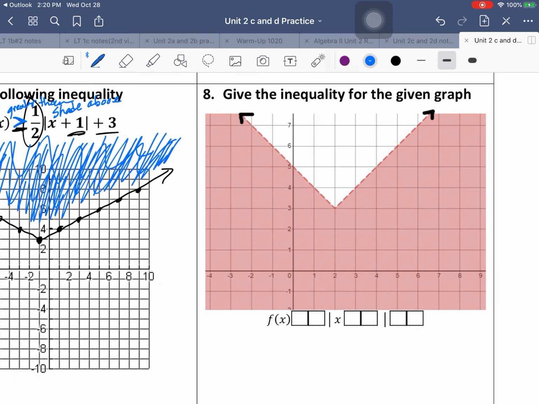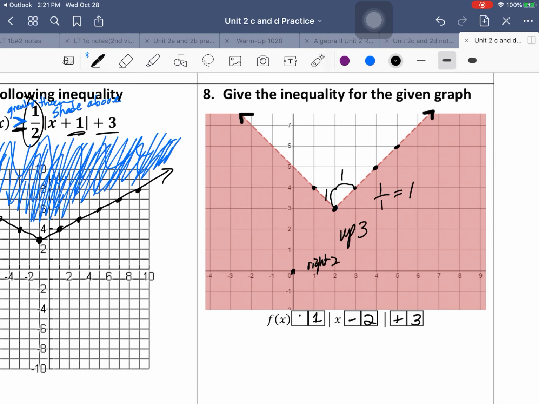All right, give the inequality for the given graph. So now we need to figure out the vertex, which is right 2 and up 3 from 0, 0. Up 3 is plus 3, so we put that on the outside. Right 2 is minus 2. I'm picking points, and we look up 1, right 1. So 1 over 1. 1 over 1 is 1. So we can put a positive 1 out here, but that really doesn't do anything, so you really don't need it there.